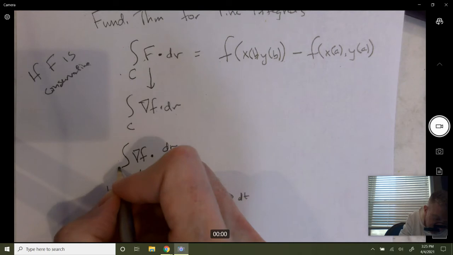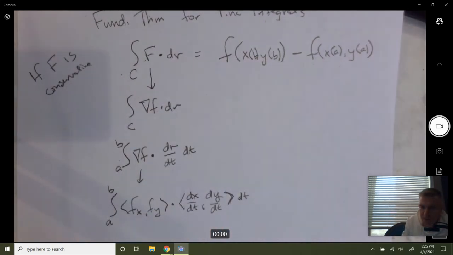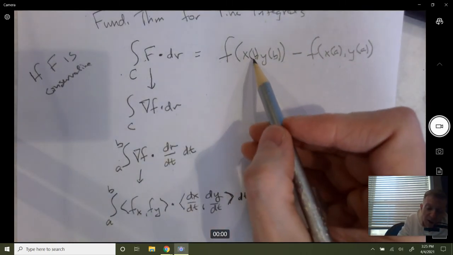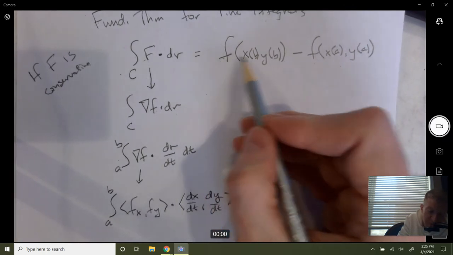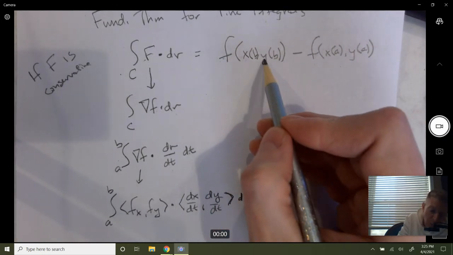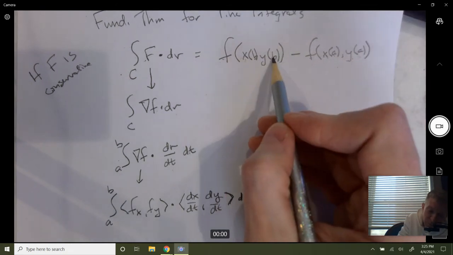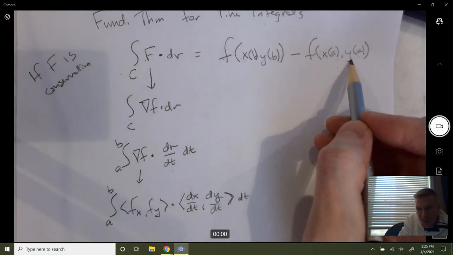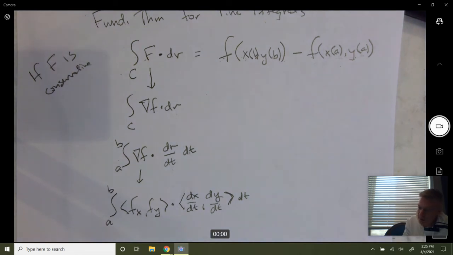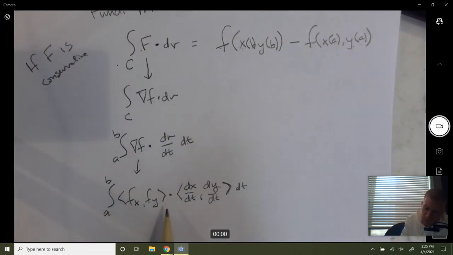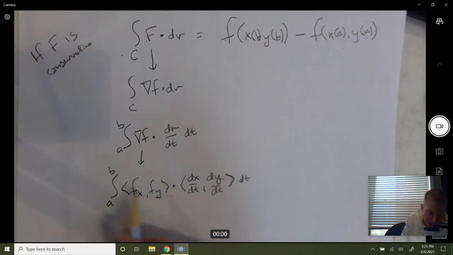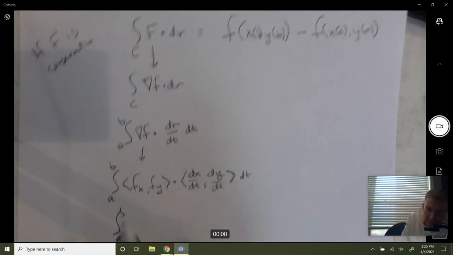Now that we have the dt, the a and b are t values, which is why we have f of x of b, y of b, and f of x of a, y of a, because x and y are both defined as parametric functions of t, okay? So now this thing we can rewrite as from a to b.